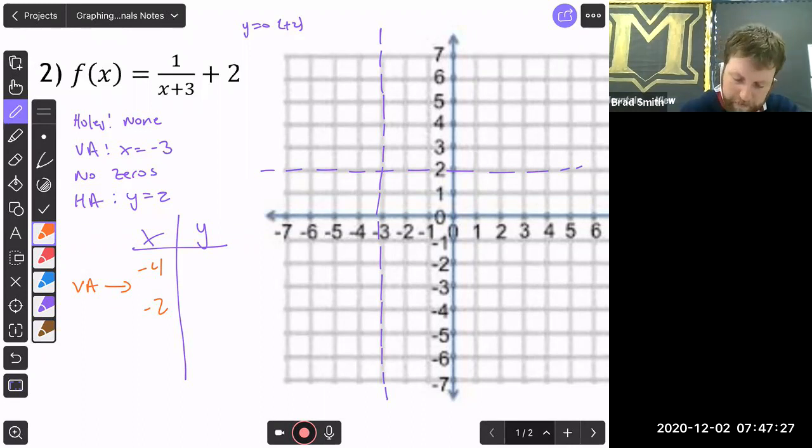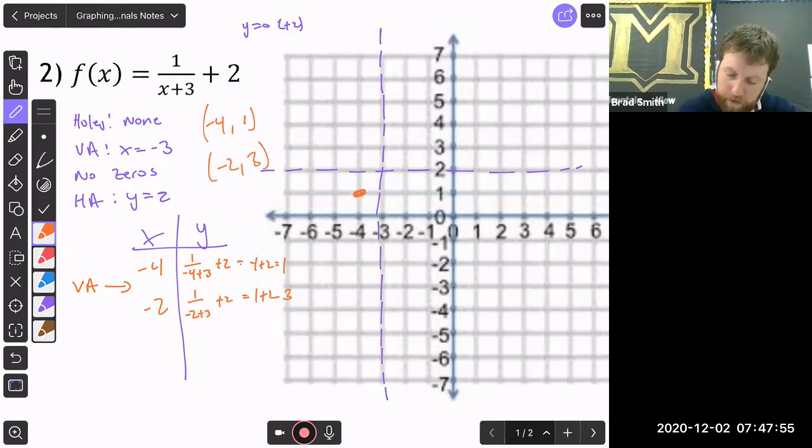So if I plug in -4, I got 1 over -4 plus 3 and then plus 2. So that's going to be what? -1 plus 2, which is 1. So I got -4, 1 is on my graph. -2: 1 over -2 plus 3 and then plus 2. So I got 1 plus 2, which is 3. So -2, 3 is going to be in my graph. So that's here.